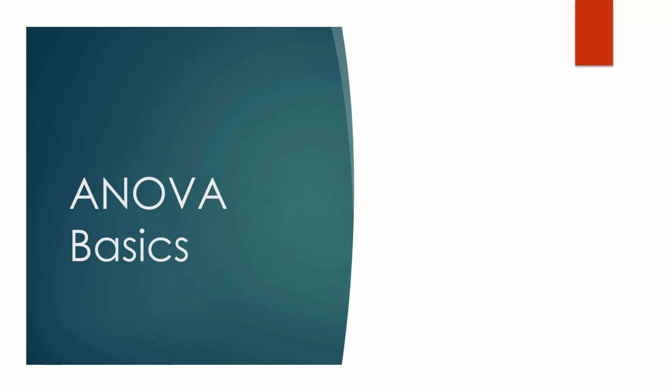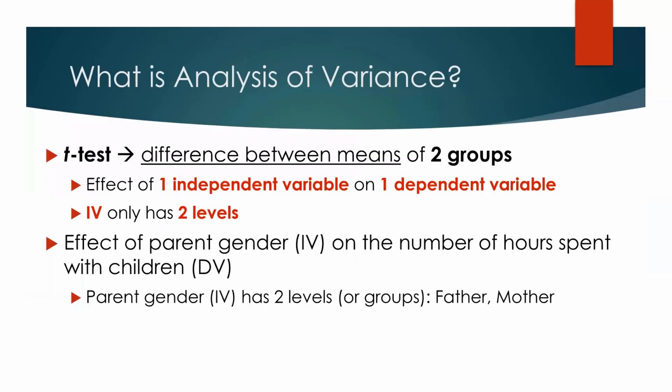Very important things to have at the foundation of understanding how ANOVA works. To remind you, a t-test looks at the difference between the means of two groups. When you're talking about the variables, it's looking at the effect of one independent variable on one dependent variable. The independent variable is the one that has our groups, right? So with the t-test, the independent variable has only two groups. It's categorical, only two categories, and the dependent variable is continuous, the thing that we are averaging up.